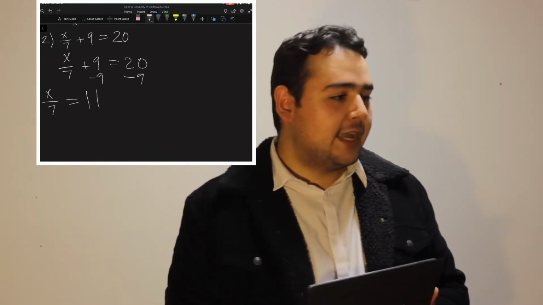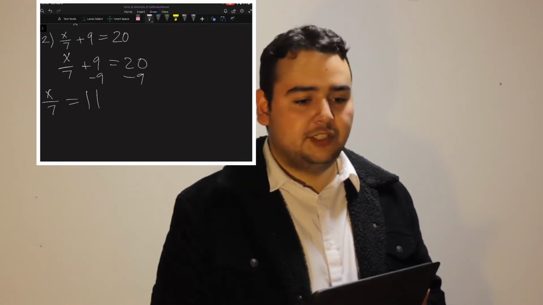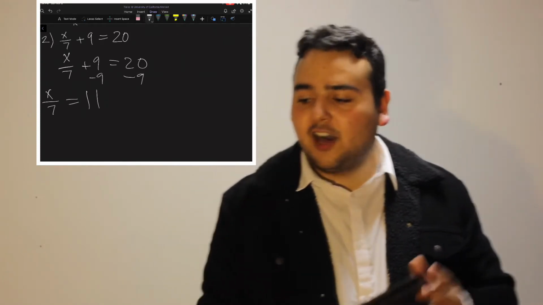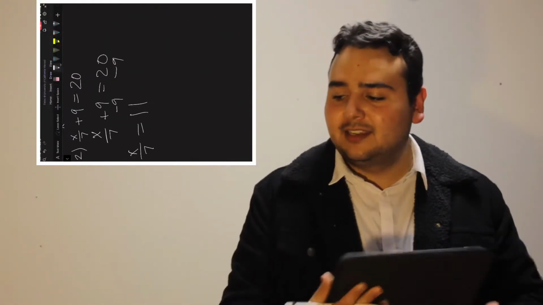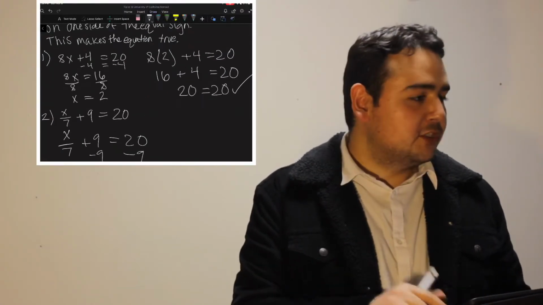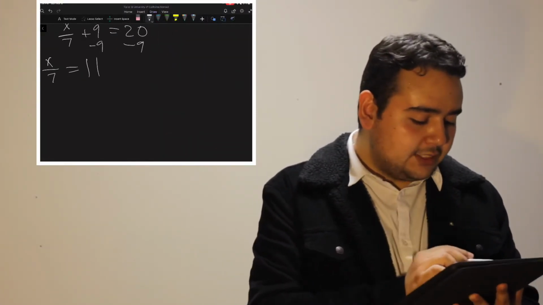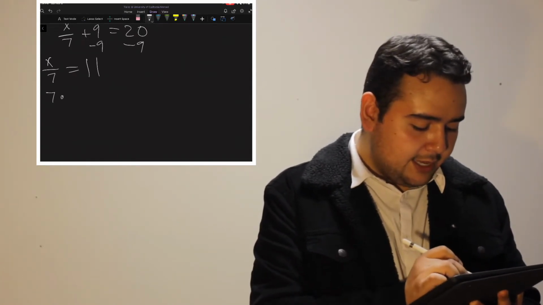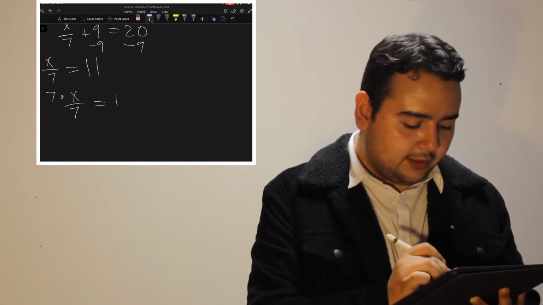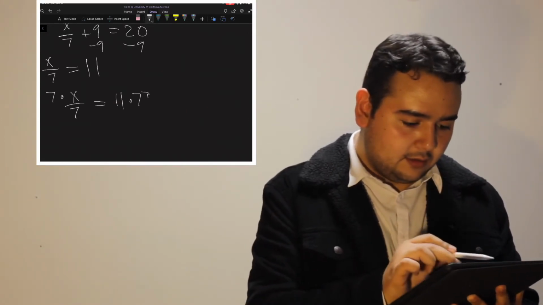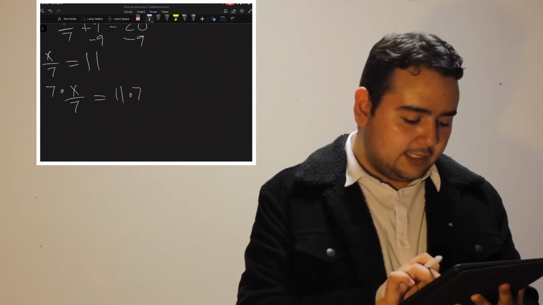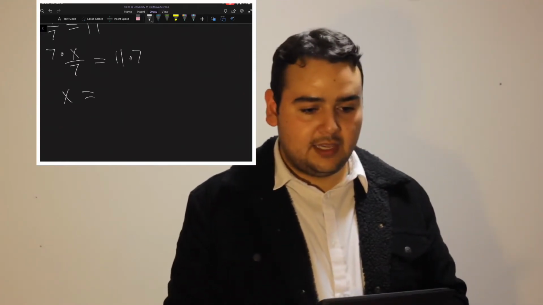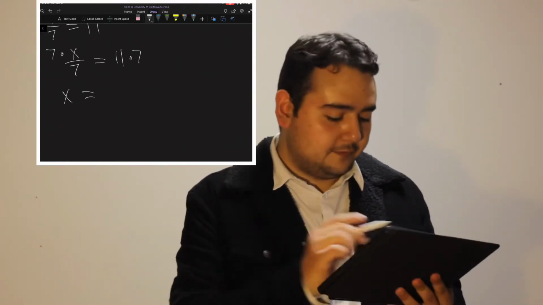How could we get x by itself? How do we undo division? Does anyone know? You multiply. Right, because the opposite of division is multiplication. And just like we did in the first step, the opposite of multiplication is division. So if we multiply each side by 7, 7 times x over 7 is equal to 11 times 7. We get x by itself, and then 11 times 7 is 77.